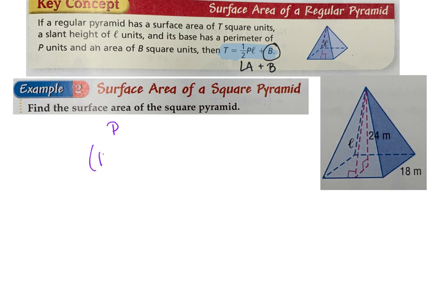4. That's good. So 18 times 4, that's my perimeter. They have given me 24 meters, but what is that? So the 24 represents the altitude. I don't need the altitude. I need the slant height. How must I find it?